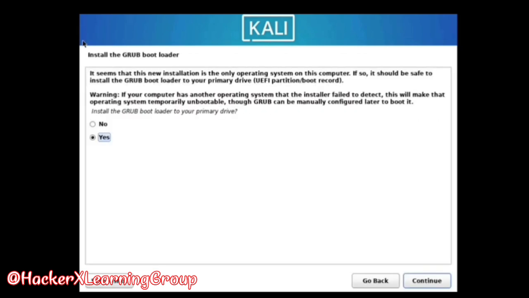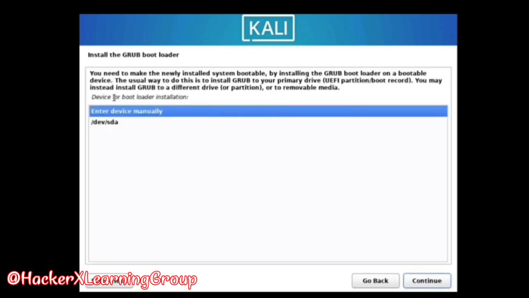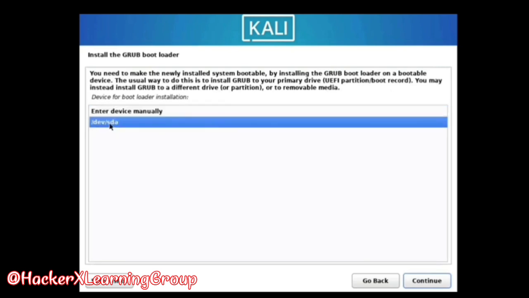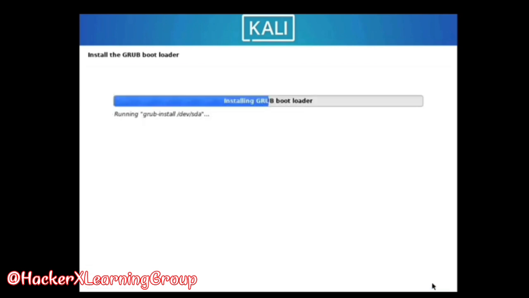Okay, so now next it will ask you to install the GRUB bootloader. That is a very important part. So again, you have to keep this selected to yes and click on continue. And then here it gives you two different options, enter device manually or /dev/sda. So you have to select the second one that says /dev/sda. Select it, then you have to click on continue. And the GRUB bootloader installation will be started.